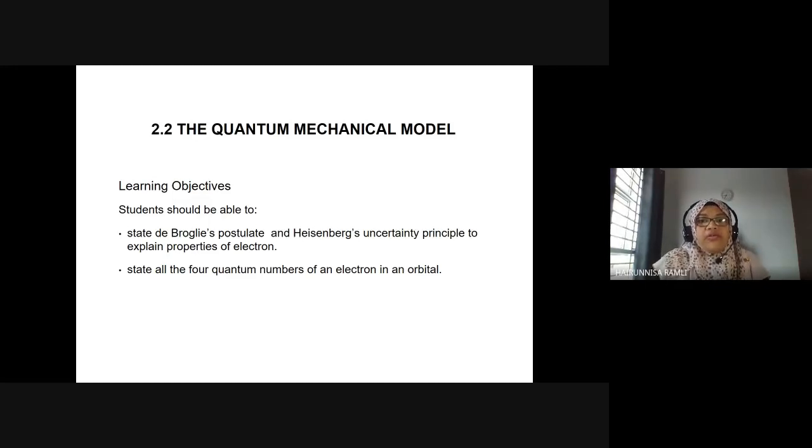Now we move to the quantum mechanical model, which is the one that we will use later after this, where you will start learning very new things involving the electrons. For this learning objective, you should be able to state de Broglie's postulate, this is also a person's name, and Heisenberg's uncertainty principle to explain the properties of electrons, and then state all four quantum numbers.